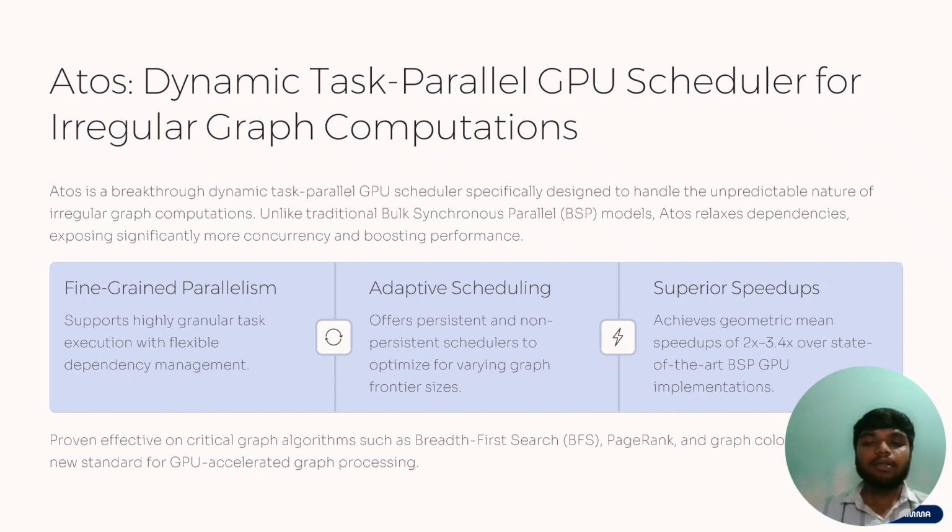Dynamic task parallel GPU scheduler for irregular graph computing. Fine-grained parallelism, adaptive scheduling, superior speeds. These are the three main points that come in dynamic task parallel GPU scheduling.